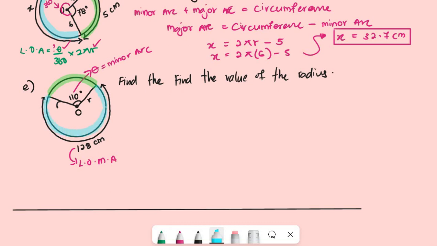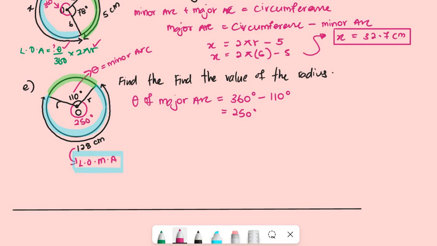So since they gave me the length of the major arc, in order for me to find the radius, I need to have the theta of the major arc, all right? First step, you find the theta, or we can say the angle, of the major arc. So the angle of the major arc will be the whole circle angle minus the minor arc angle. So this would be 360 minus 110. You get 250 degrees. So the theta for the major arc is 250 degrees.